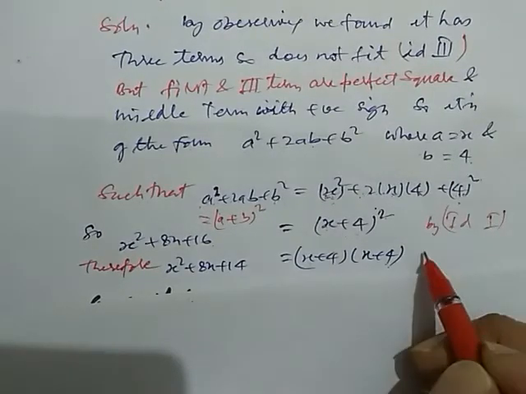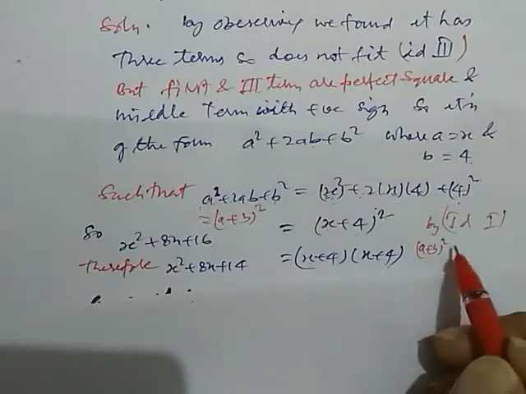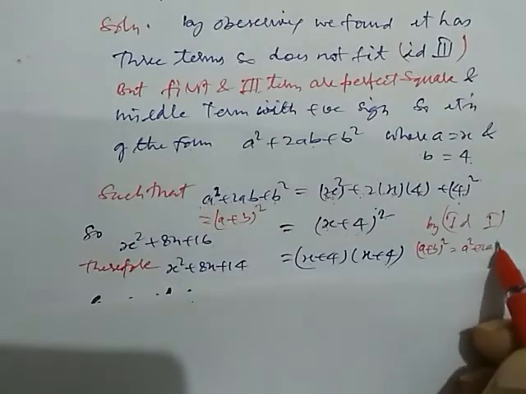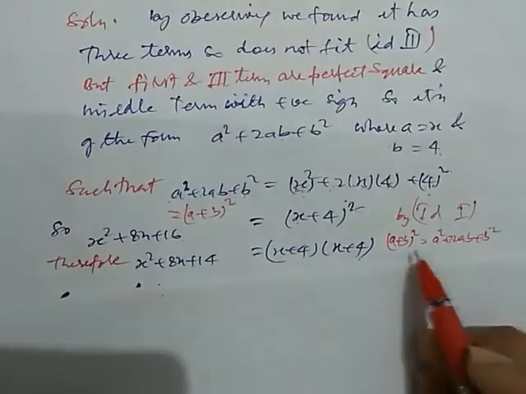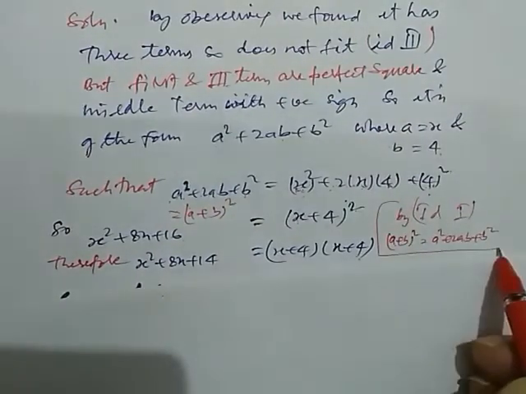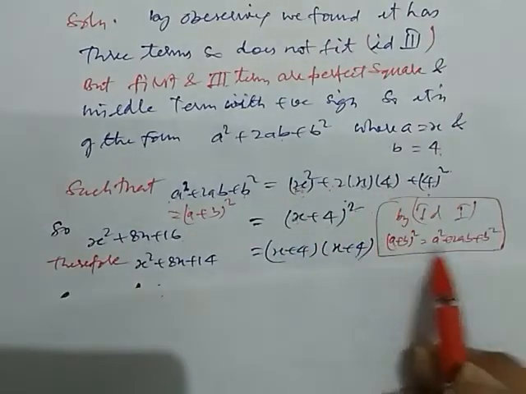What is our identity first? a plus b all square equal to a square plus twice ab plus b square. Okay. So this is our identity, and we use this identity to solve this.